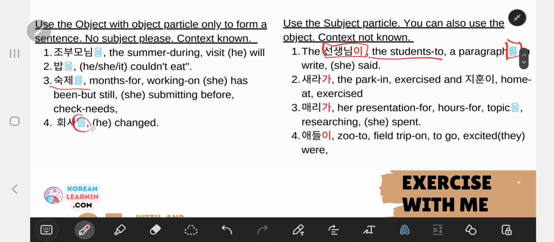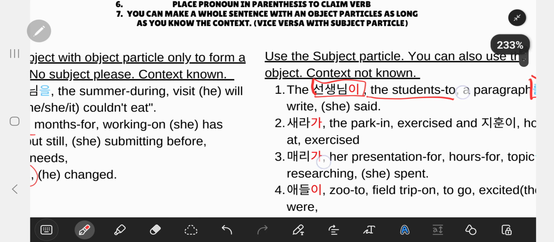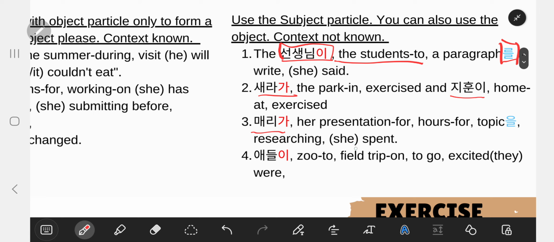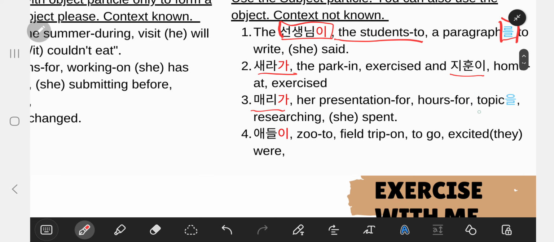And this one's pretty easy. 회사를, 회사 was the obvious object. When we say it, of course, we don't actually say this, but I want you to get into the habit of knowing that there is a subject and a changed one. And then for the subject, we have 세라가, and 준이 home exercise, and 메리가 her presentation for hours, for topic 을. Did we need to put the topic 을? No, but if we wanted to emphasize it, yes. But I just put it there for you guys to learn.